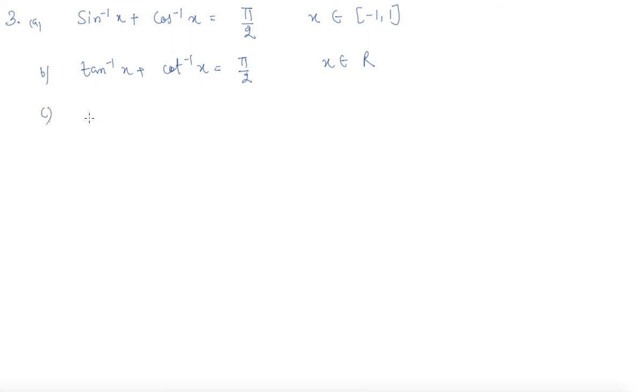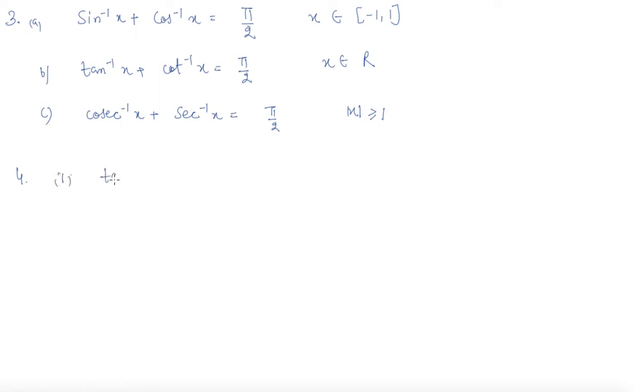C part, student, cosecant inverse. Students, you can test these results by using the graphs which we have plotted in earlier lectures on inverse trigonometry. Okay, so you can verify all these results using those graphs also. Okay, so these are the similar type of formulas. Okay, now let's discuss some more formulas on, let's say this is a fourth type.